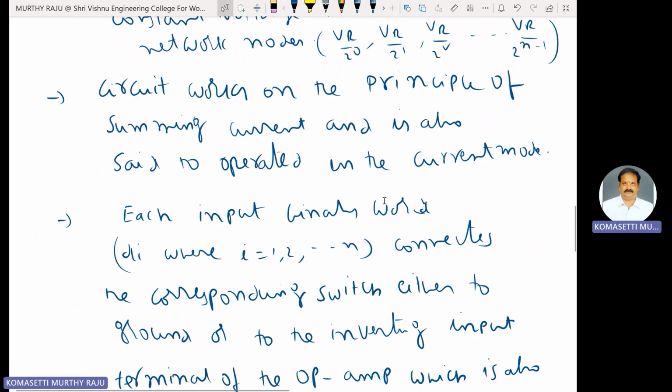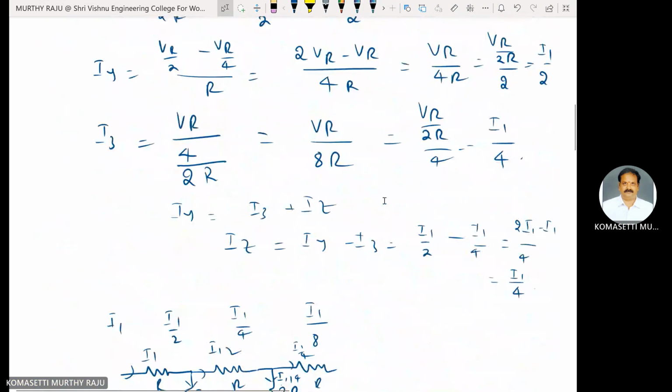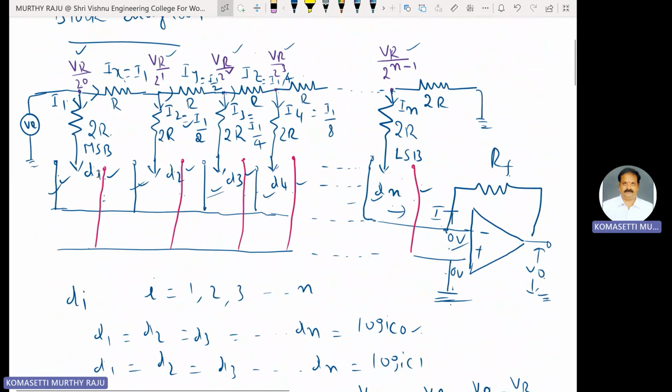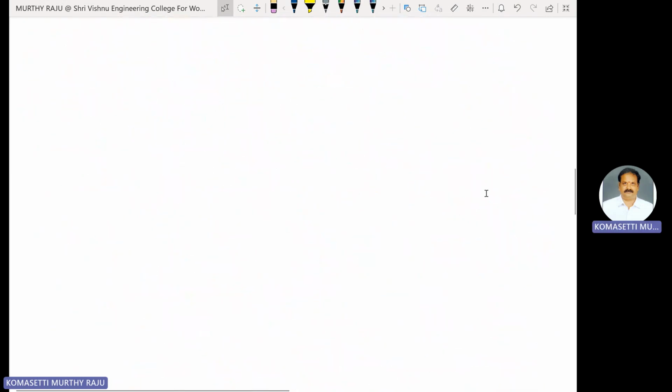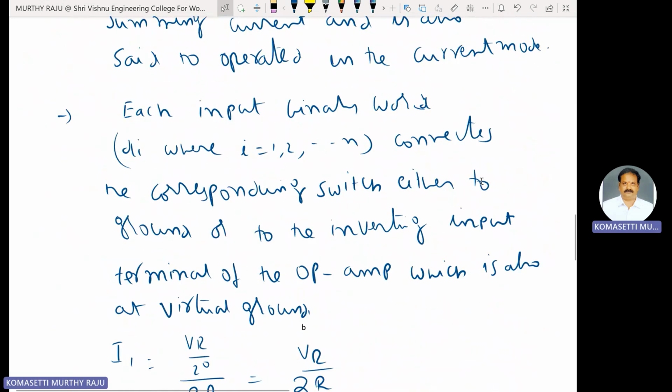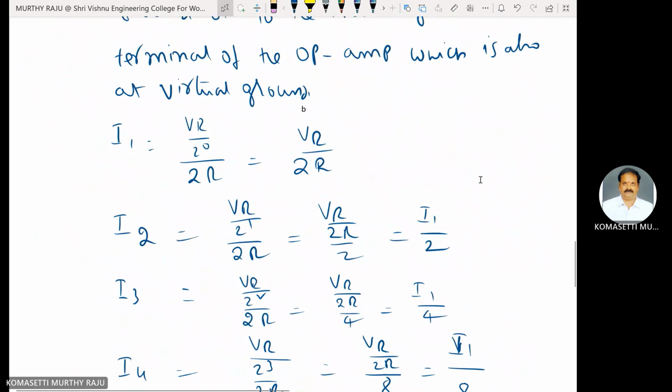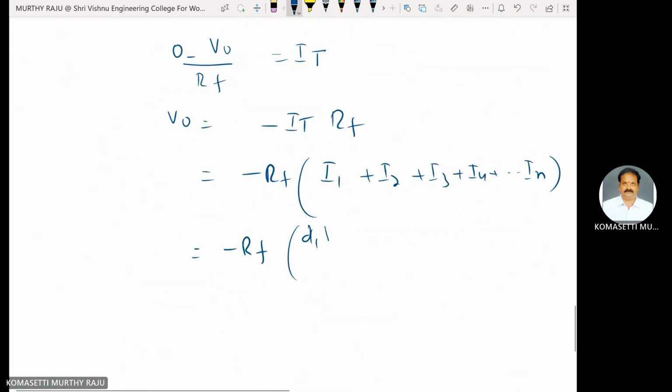Binary data here Di, D1. I1 is equal to D1 into VR by 2 power 0 by 2R. And I2 is equal to D2 into VR by 2 by 2R, and so on and so forth. These currents are substituted in that equation. I1 is equal to D1 into VR by 2R, VR by 2 power 0, 2 power 0 is 1, by 2R.